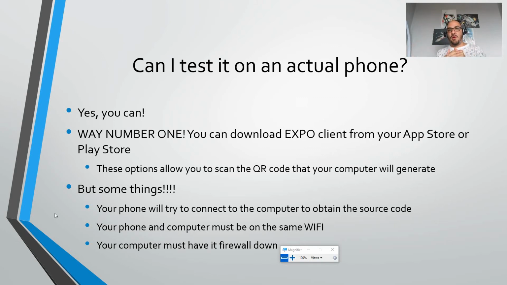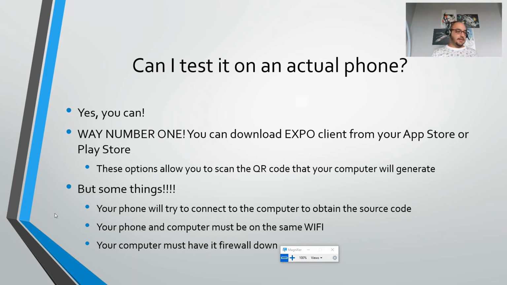The first one: the phone that you're using and the computer that you're using have to be connected to the same Wi-Fi. The reason is because the phone doesn't have the source code of your application. The source code of your application is on your computer. So it will try to access the computer to get the source code in order to deploy the application in the phone. So if they're not connected to the same Wi-Fi, that is not going to happen.